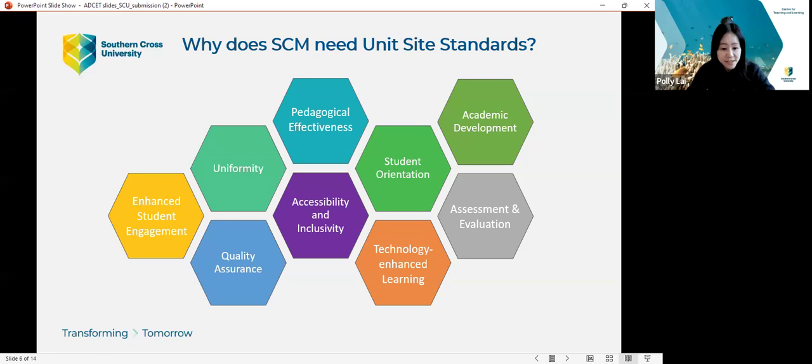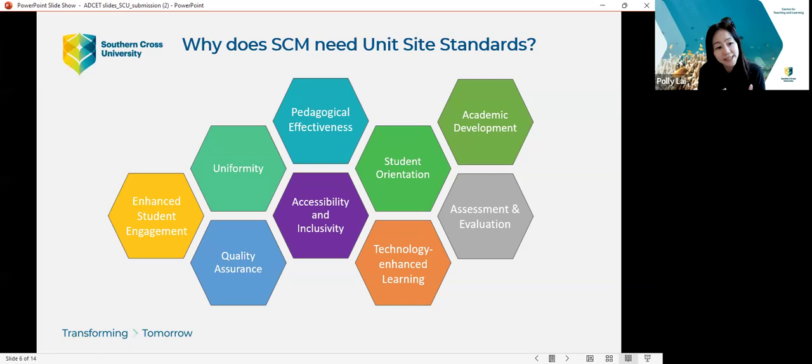You can see from the screen, for example, uniformity: the standards are used to ensure that the learning experience is consistent across different units, different courses, and different faculties, because some students may have a double major in different faculties, and to provide students with a reliable and predictable educational experience. And for enhancing student engagement, the standards are used to promote the inclusion of interactive elements, like discussion forums, live chat, or collaborative projects that keep students actively engaged with the content and with their peers.